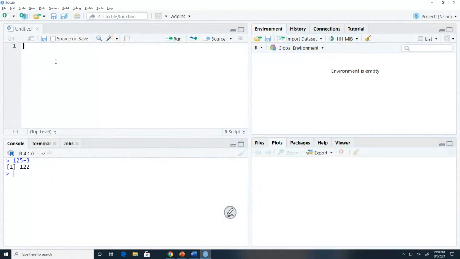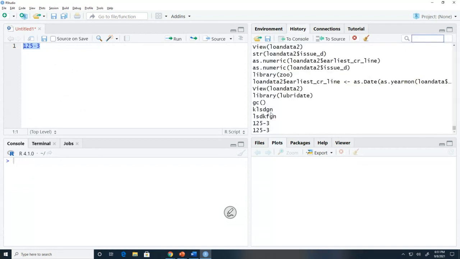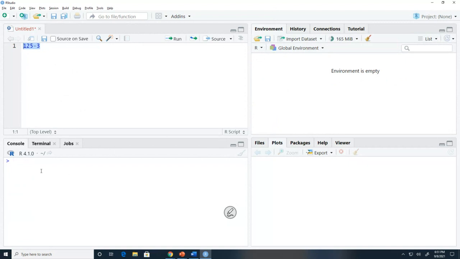Alternatively, up here, if we type the same expression in the script, you can highlight it and hit run. What it does is send whatever code you highlight up here down into the console and run it. If we hit Control L, you'll see it's gone. It should be up here in your history, but it only keeps what you've sent into the console and not necessarily the results. So that's the importance of using scripts: it keeps track of all your code.